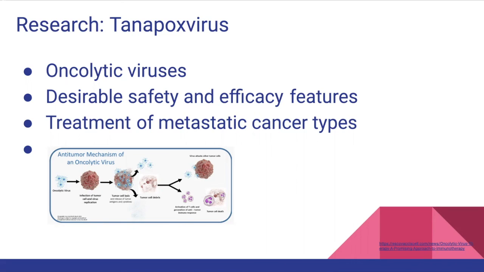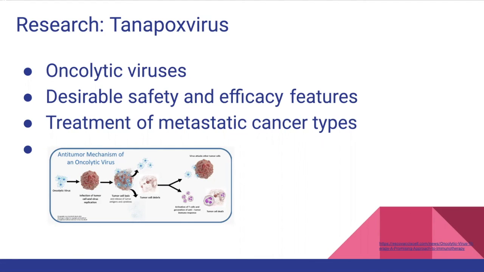Now to discuss the research and future directions of poxviruses, such as Poxvirus, in science. Research is being done to determine the suitability of Poxvirus to be used as an oncolytic virus. Oncolytic viruses are a new form of treatment for various cancers. Poxvirus may be suitable to be used as such because of its desirable safety and efficacy features, such as its mild symptoms, relatively slow replication cycle, and its inability to be spread human to human.